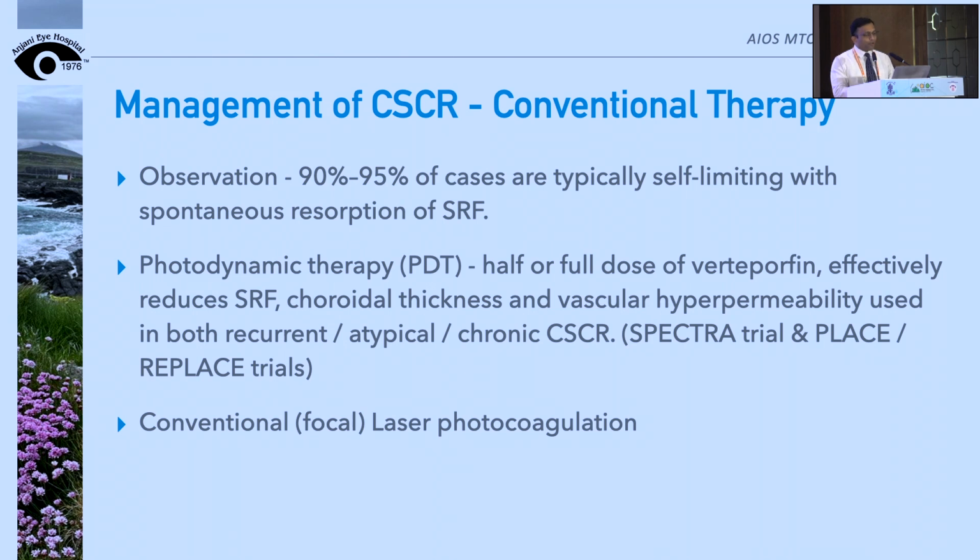But unfortunately, not all the centers can afford or have these PDT lasers, and we are unable to do it on a routine basis. The other thing that we can do is observation, especially if it is an acute CSCR, and we have seen that almost 90% of these are self-limiting and resolve spontaneously.